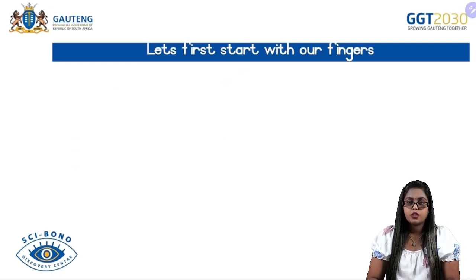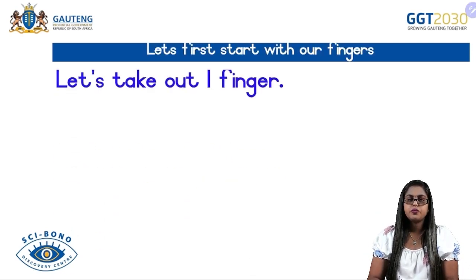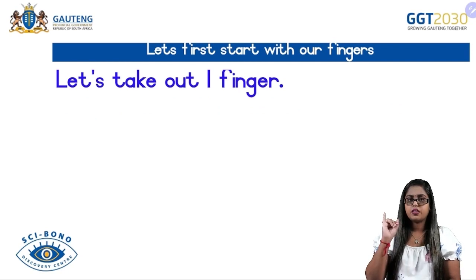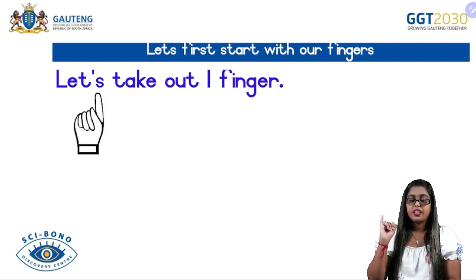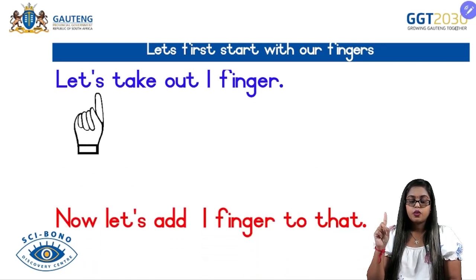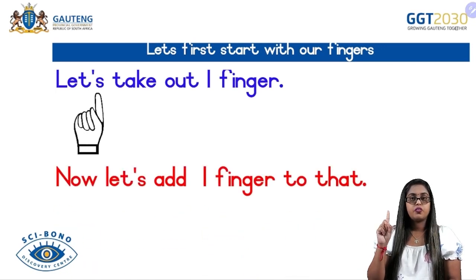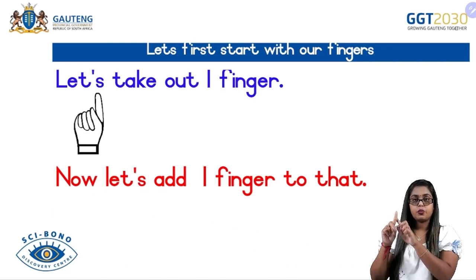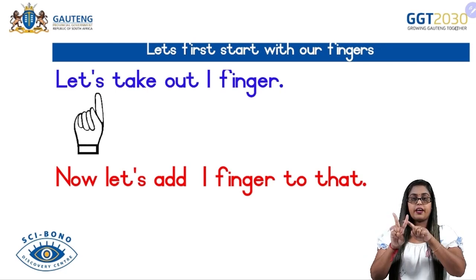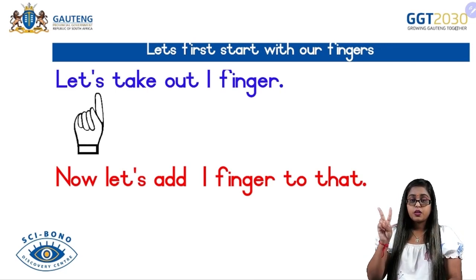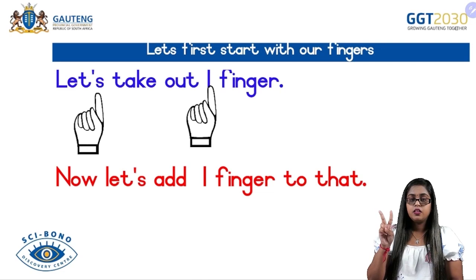Today, we are going to start with our fingers. So, let's take out 1 finger. Does everyone have their 1 finger out? You may use your pinky or your pointer finger. 1. Now, I would like you to add 1 more finger to that. So I'm going to take out the finger next to it. So here we go. We have our 1. We're adding another. Now that we have added another finger, how many do you think we have altogether?